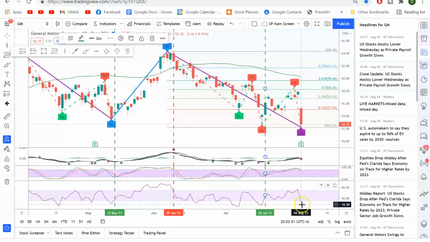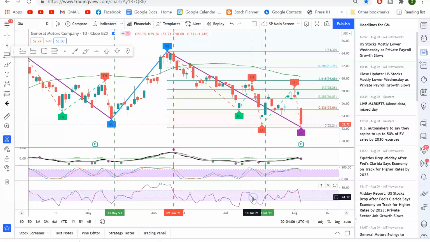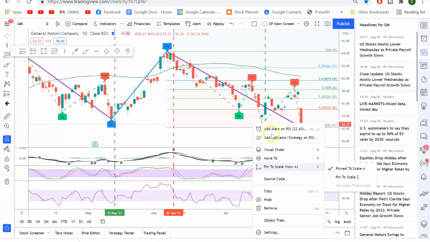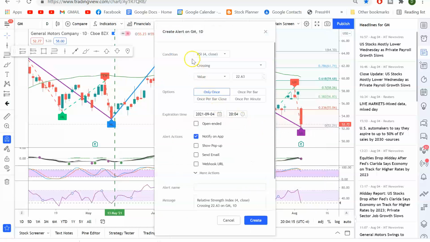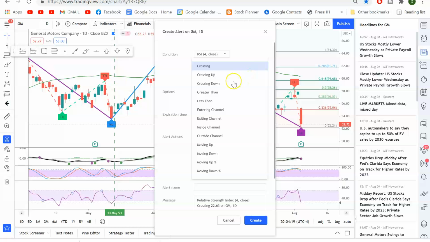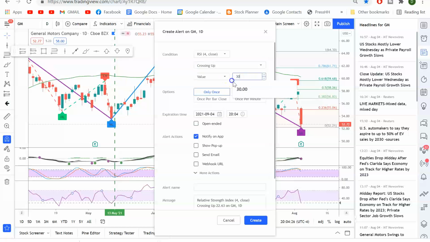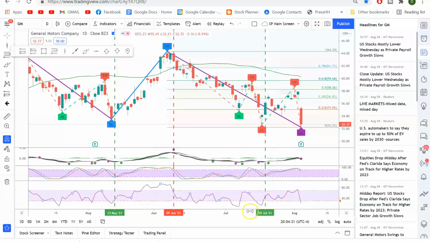Now you can see the RSI is below the 30, and we hope it comes around. We're going to wait for that to happen, and we're going to set an alert using the TradingView software. Right click, we'll add an alert with the RSI 4 crossing. We want it to cross up above the 30, and we do it one time. Now we can just sit back and wait for this to happen.